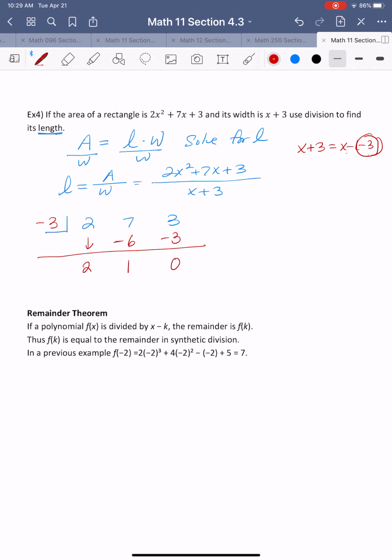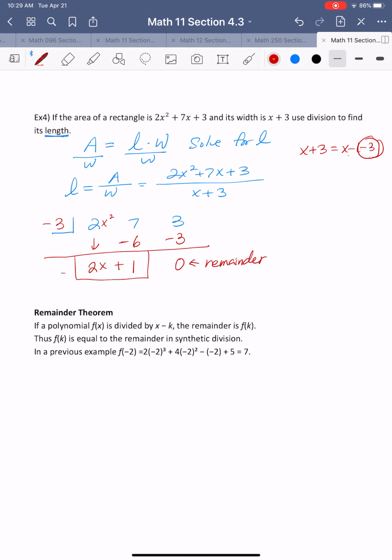This time the remainder is 0. So this is the remainder. When the remainder is 0, you don't have to worry about it. This was x squared, but this becomes x plus 1. So this is it. Sorry, this is the length. We already have the width, right? So this is the length.